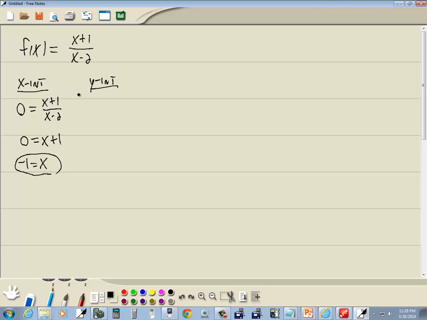Now for our y-intercept, again, you always plug 0 into the other variable. f of x is the same as y. So plug 0 in for x. So we've got (0 plus 1) over (0 minus 2). So we get y is equal to negative 1/2.